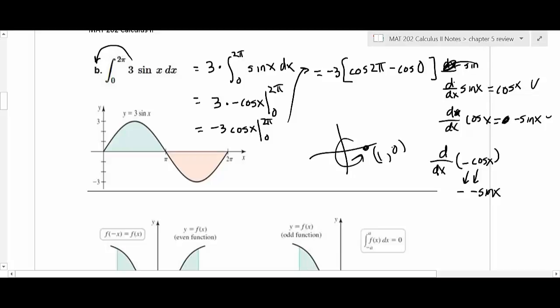On the unit circle, the point is 1, 0, right? Okay, so what's the cosine? It's the x value, it's 1. What's the sine? Okay, it would be the y value, 0. So what you'd have is negative 3 here.